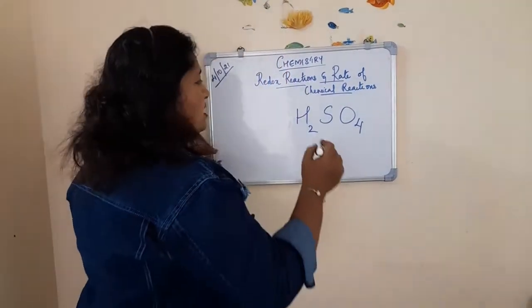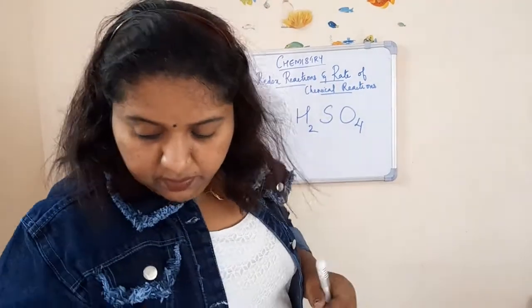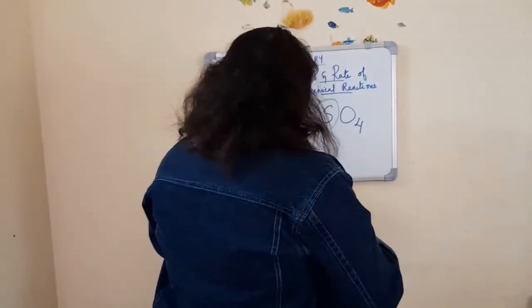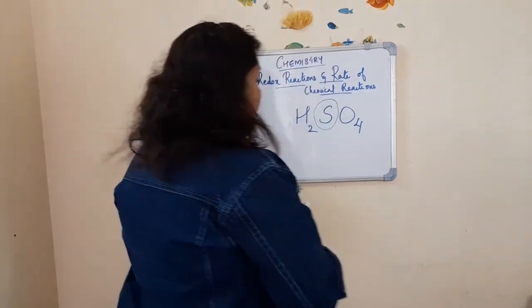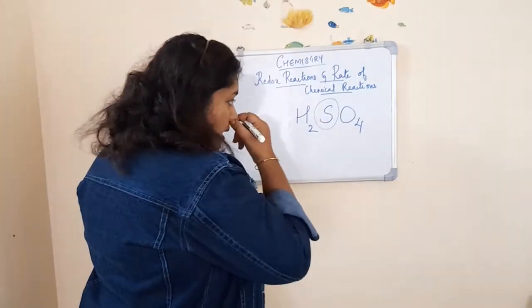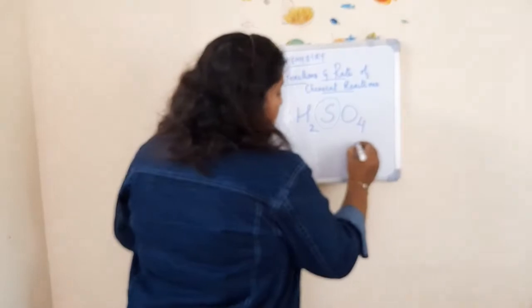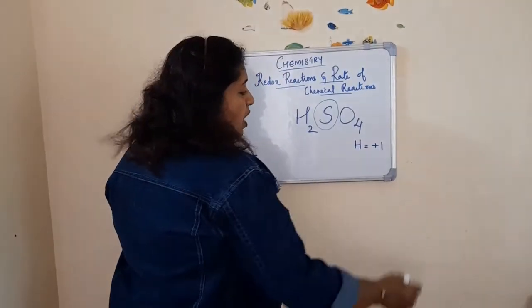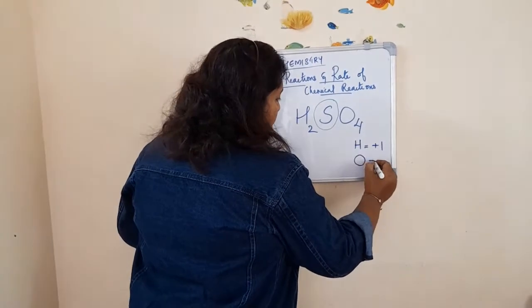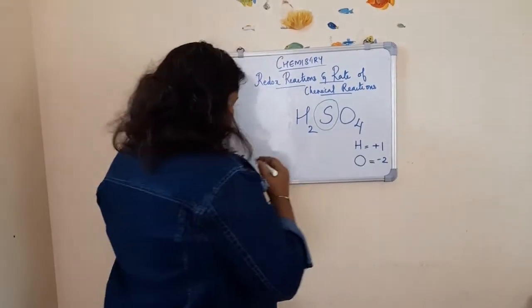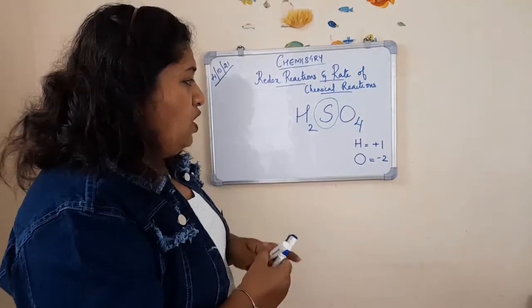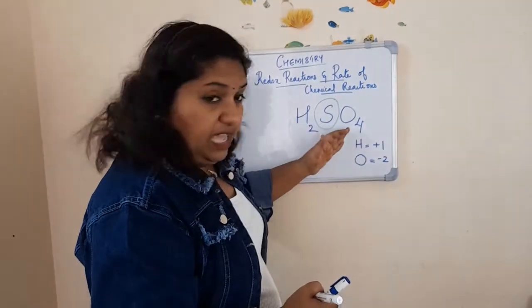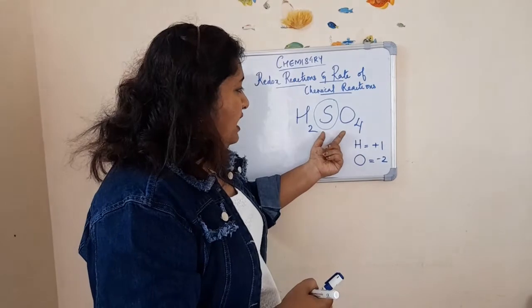Sulfur is the one that we have to find out. But we are given the oxidation number of hydrogen, plus 1, and the oxidation number of oxygen, minus 2. So when the oxidation numbers of other things are given here, how are you going to find out the oxidation number of sulfur?